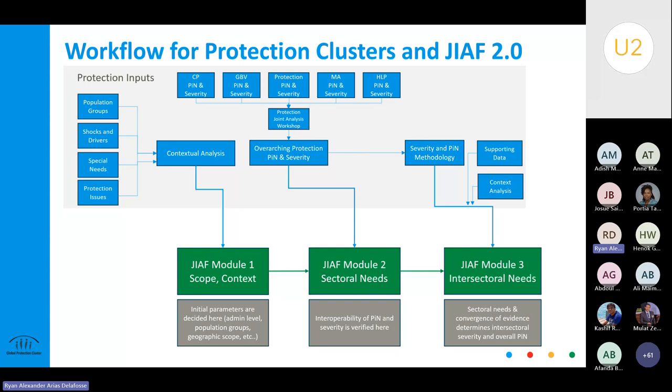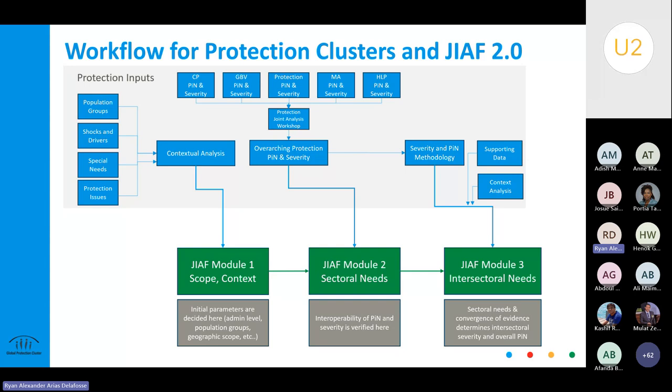So then that sectoral input is given to JIAF module 2. And that is where we will look at the severity levels 1 through 5, make sure they fit the definitions, and look at the PIN, make sure there's interoperability of PIN there. And then finally, those inputs go into the third module where the intersectoral needs are chosen.